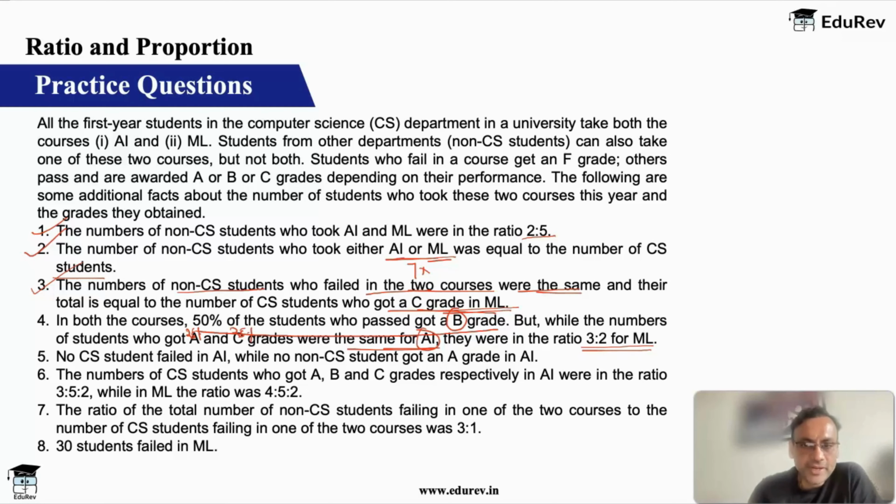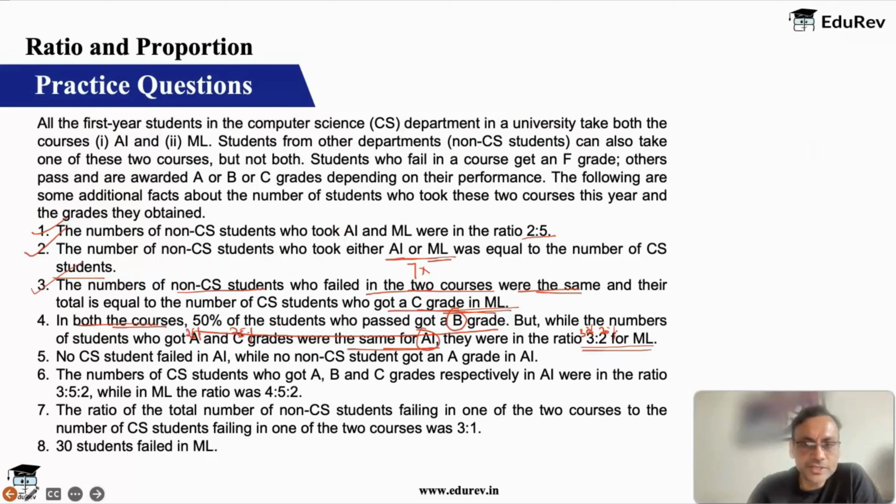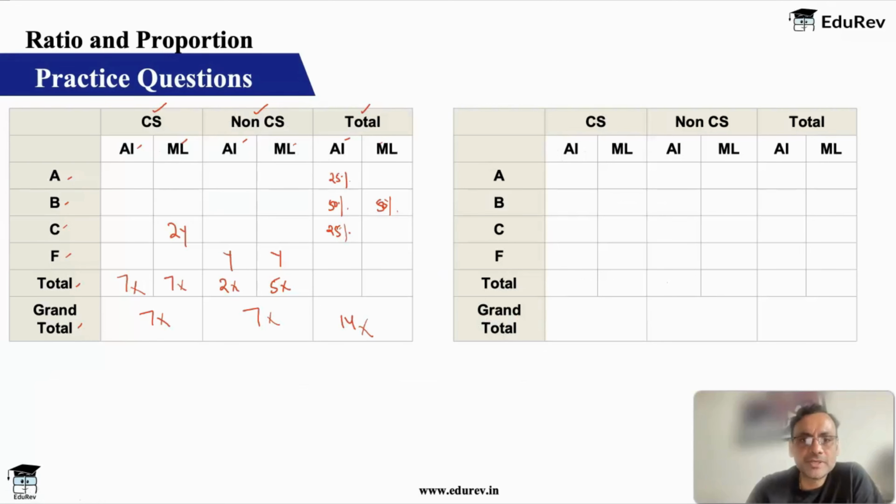For ML, it should be 30% and 20%. But remember, this is only out of those who passed, and this is for both the courses. So it's not CS, non-CS wise, this is combined. So what I can basically put here is that this is 50%, this is 25%, this is 25% of those who passed. So fail is separate. This is also 50%, but for ML, the ratio of grade A and C is 3:2. That means 30% and 20%. This is my data.